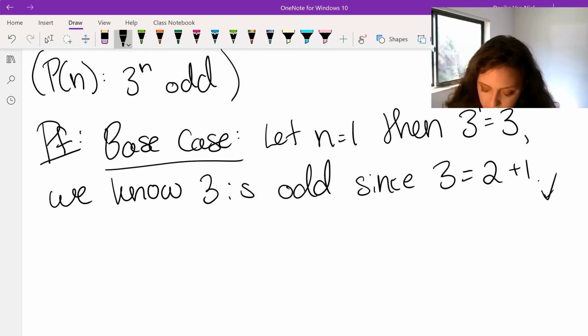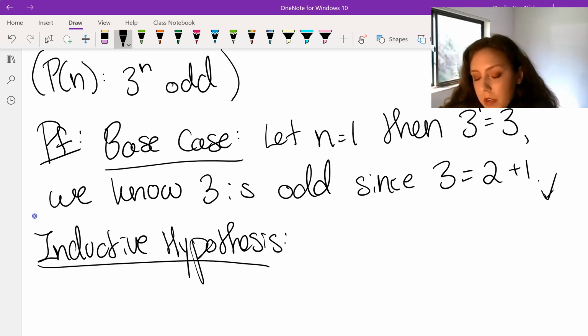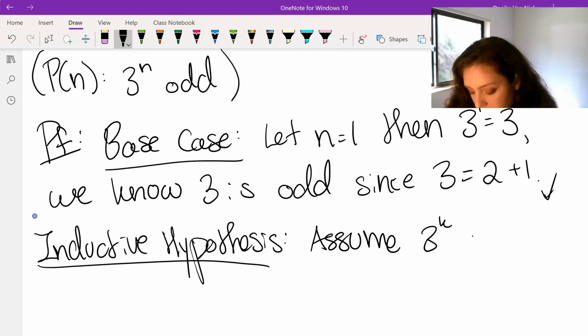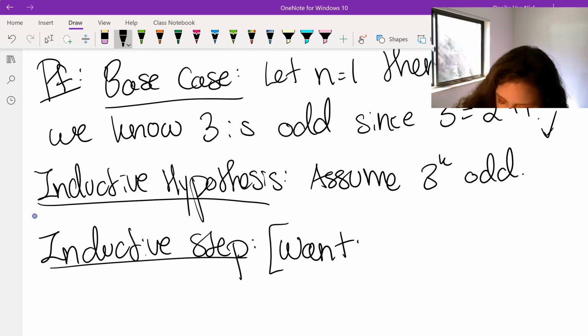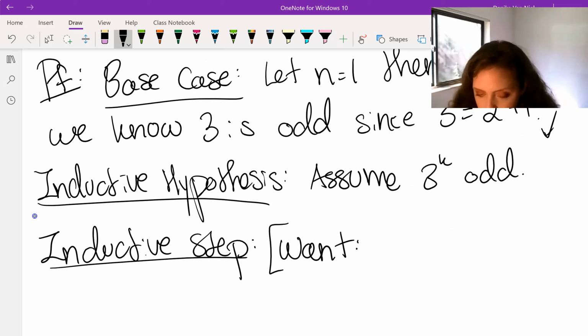All right, so now we're done with that one. Inductive hypothesis: now I'm going to assume 3 to the k is odd. You can talk more about what that means if you want to start talking about the definition of odd right now. I'm going to move on to the next part though, which is the inductive step. Now I'm going to talk about what it is that I want. I want to show that 3 to the k plus 1 is odd.